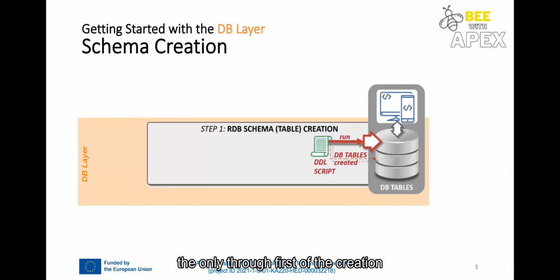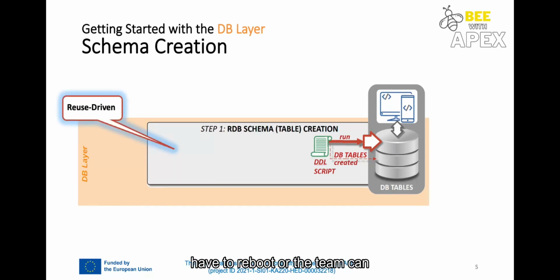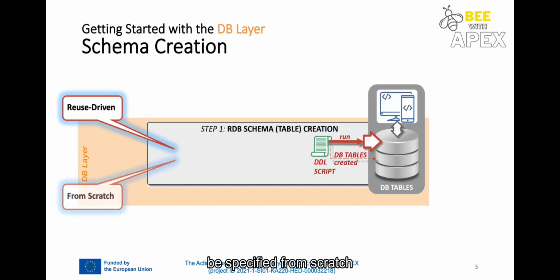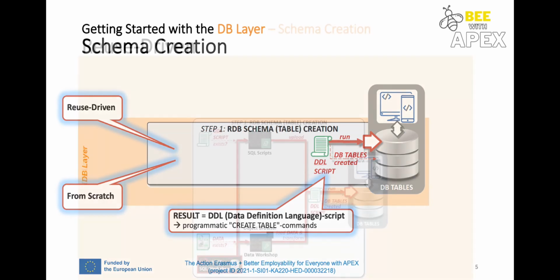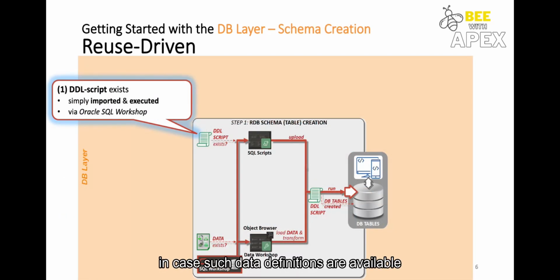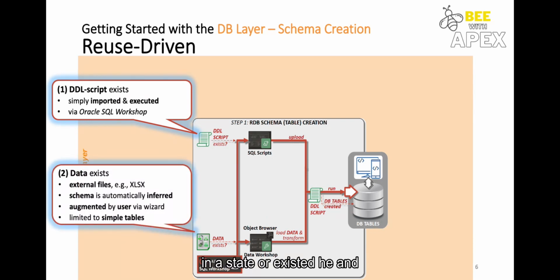Turning to the first step, the creation of the database schema. This can be achieved through reuse, or the schema can be specified from scratch. In any case, you finally need the actual data definition statements, meaning the create table statements for the actual creation of those tables in the database. In case such data definitions are available in form of DDL scripts, we can simply import and execute those scripts. In case data exists, e.g. in external spreadsheet files, APEX supports automatic schema inference that can be augmented by the user via a wizard. However, this option is limited to simple tables only.